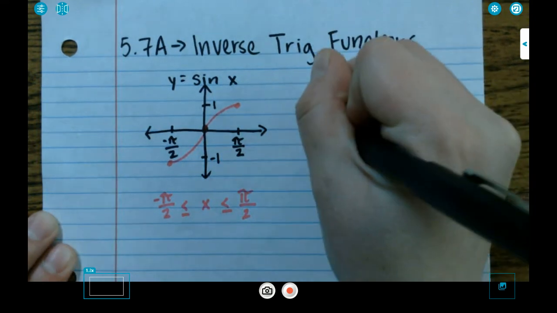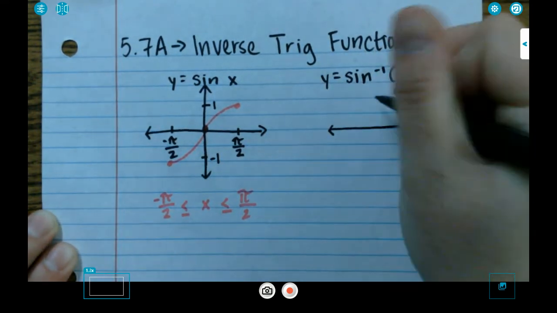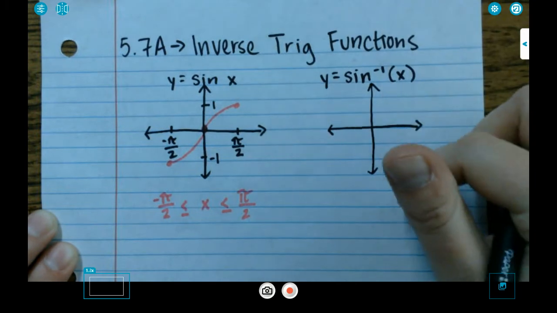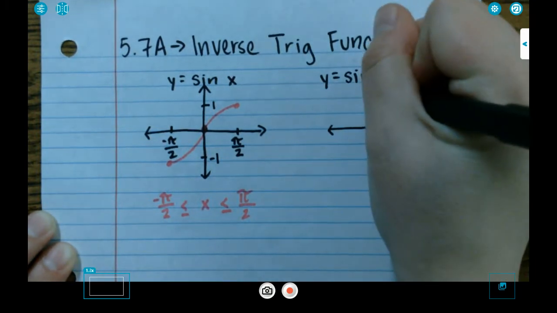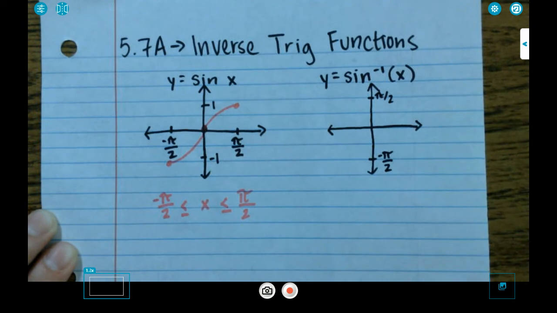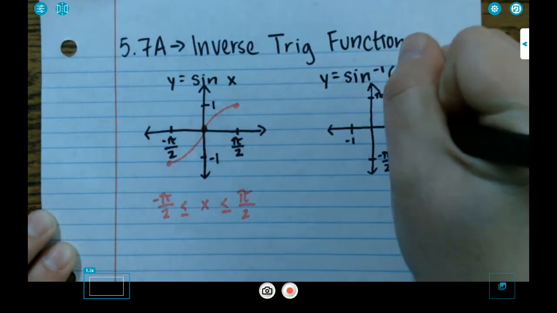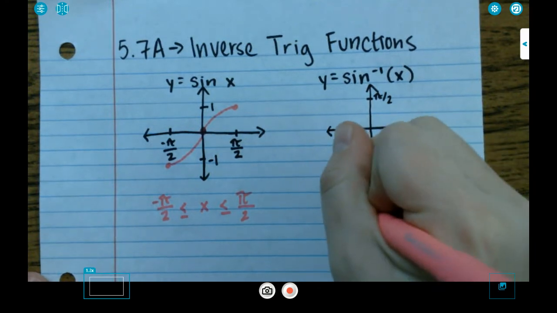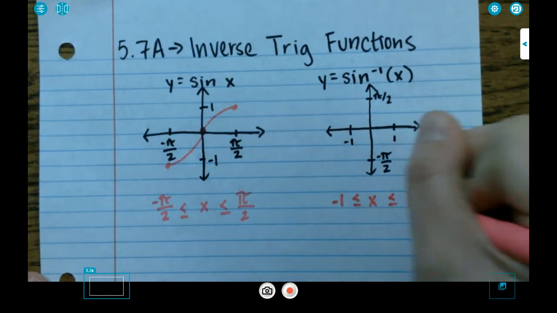That graph is going to look like this. So I'm going to draw another little graph. And this time, I'm going to label my y-axis with pi over 2 and negative pi over 2, and I'm going to label my x-axis with negative 1 and 1. And so the domain of sine inverse is going to be from negative 1 less than or equal to x less than or equal to 1.